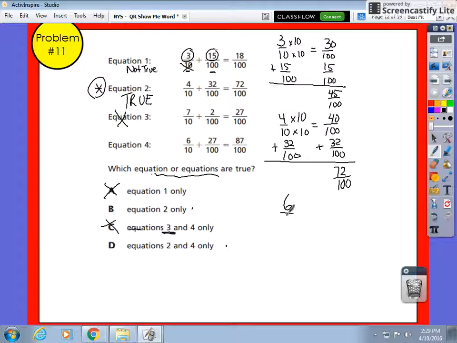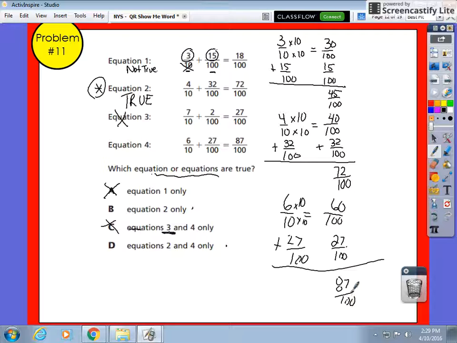I have 6/10 plus 2700. I know that I need to find a common denominator, which I already know is 100. So I have to multiply my numerator 6 by 10. And I still need to add 2700. And I get 8700. And look, that's the answer that I wanted. So I now know that the correct answer is D.